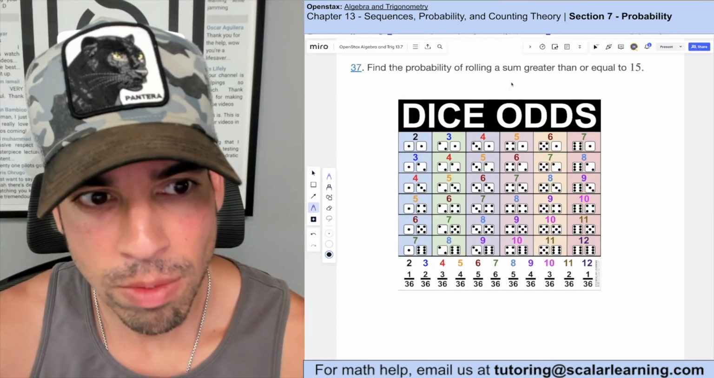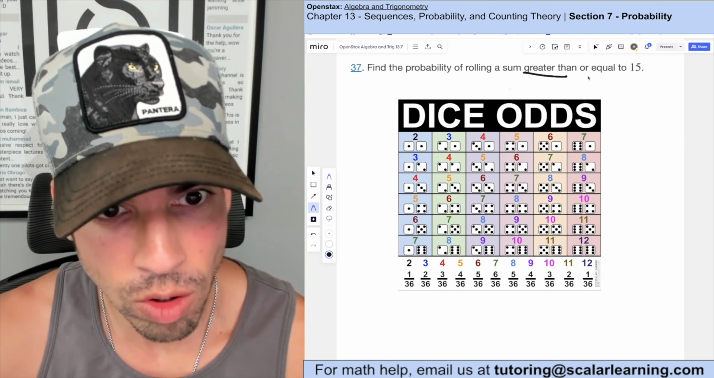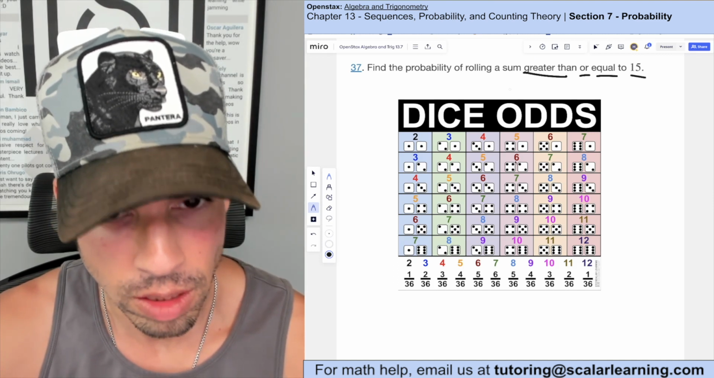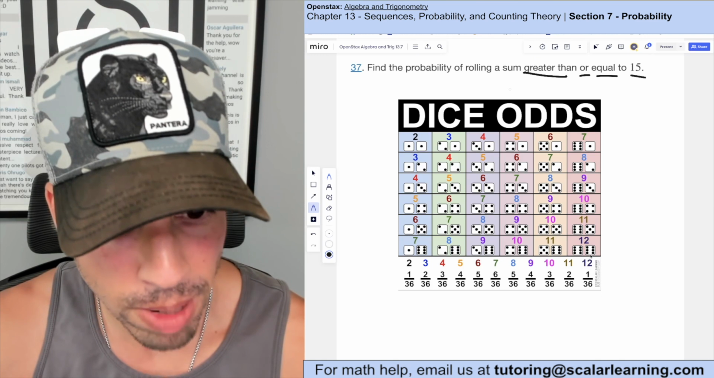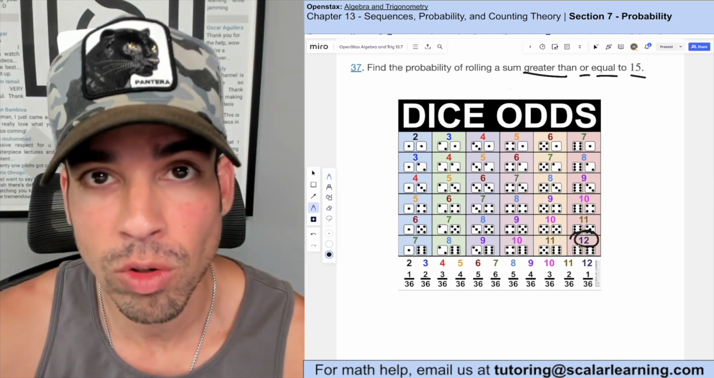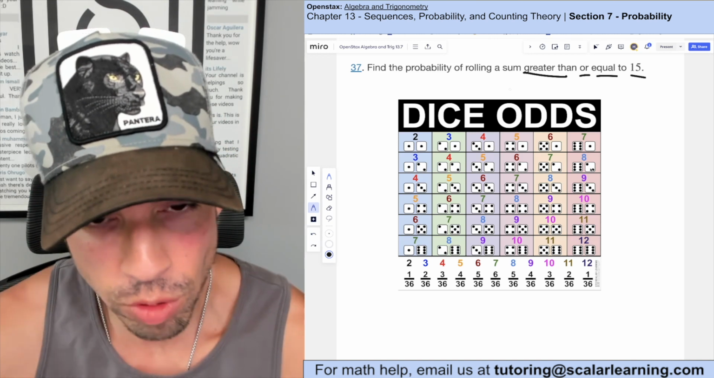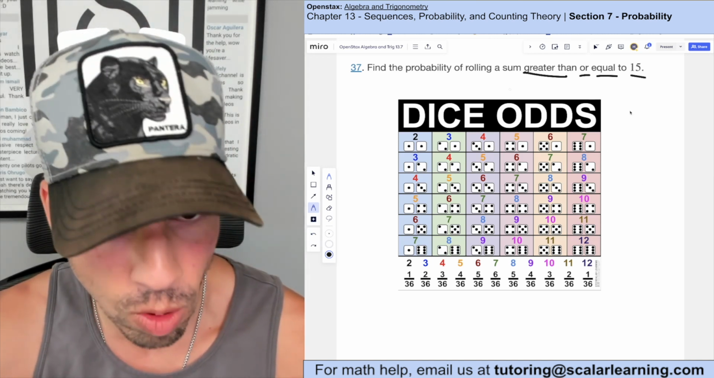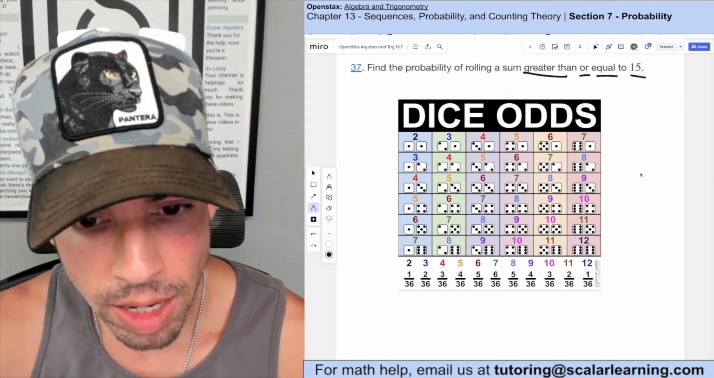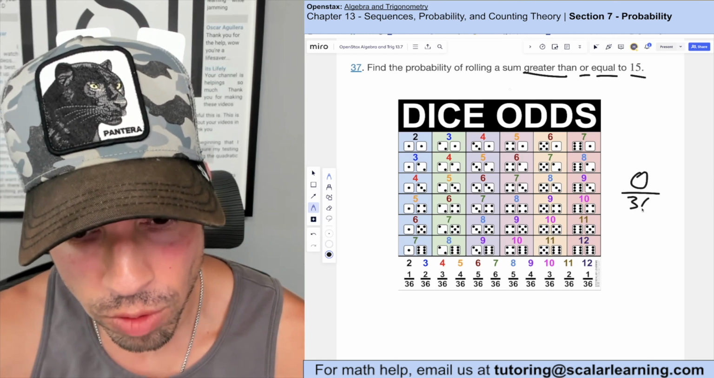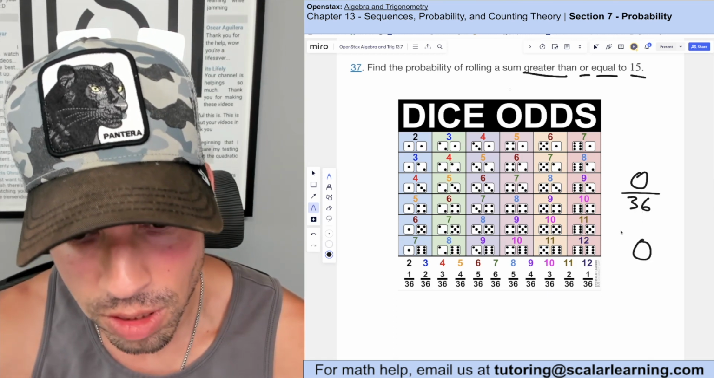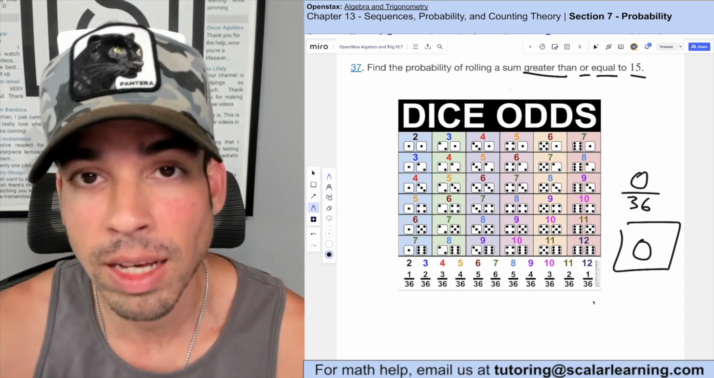Done. Find the probability of rolling a sum greater than or equal to 15. When we look at all the possible sums, the highest is 12. So getting a sum greater than or equal to 15 when you roll 2 dice, there are none that give you a sum over 15. So we've got 0 out of a total of 36, which simplifies to 0. There's 0 chance of getting that. That's how you do it.